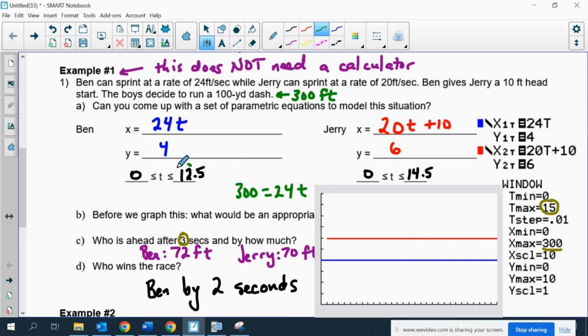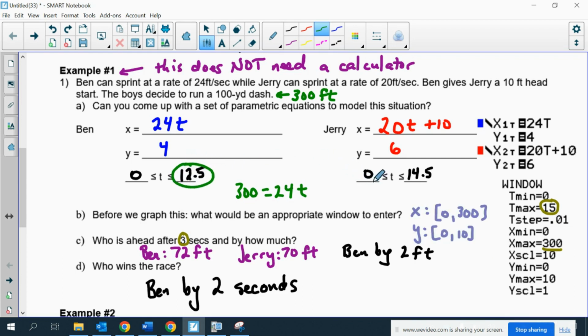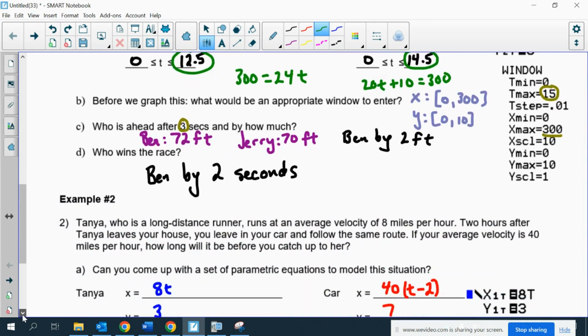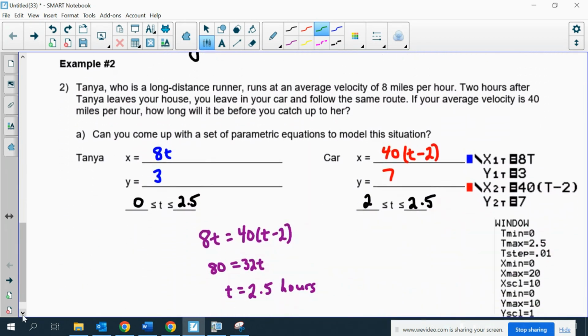Dividing by 24, you see that 12.5 is when Ben is done. So he's done at 12.5 seconds. If I set 20t plus 10 equal to 300, I see that Jerry finishes at 14.5 seconds. So Ben would win by 2 seconds. Again, none of this really needed a calculator, but we can see how it looks on the calculator to at least figure out what's going on.